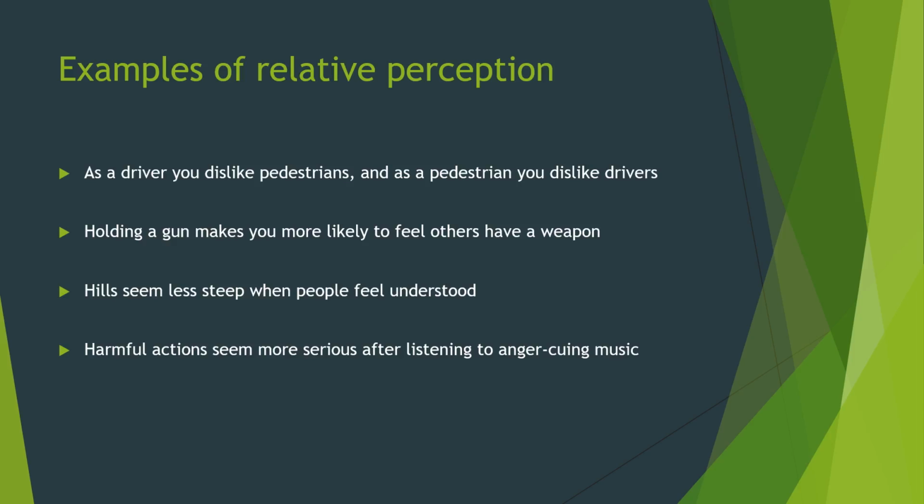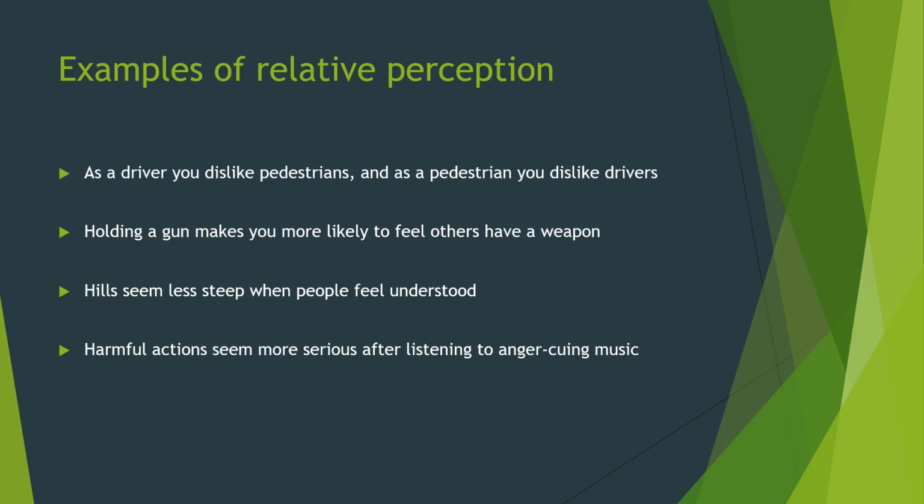Okay, so let's talk about some more examples of the ways in which perception is very, very relative. As a driver, you probably don't like people walking around or bicycling around, and as a pedestrian, you probably don't like drivers or people who are bicycling around. And why does that happen? Well, as a pedestrian, you're in danger from the drivers and you're not part of the driver group. And as a driver, you're in danger from the pedestrians and you're not part of their group. And so you kind of get this feeling that they don't know what they're doing because you're not part of them. It's easy to pay attention and be bothered by them.